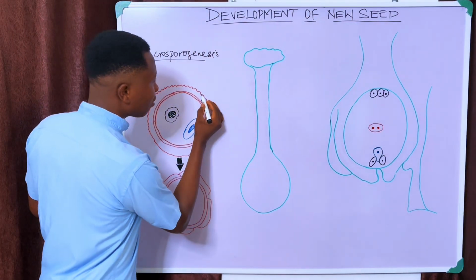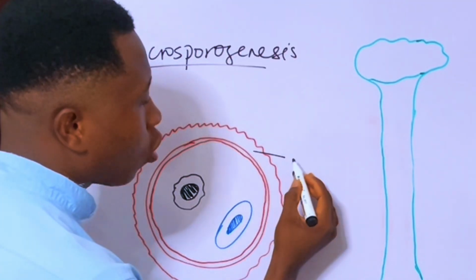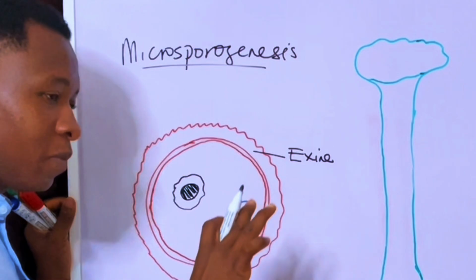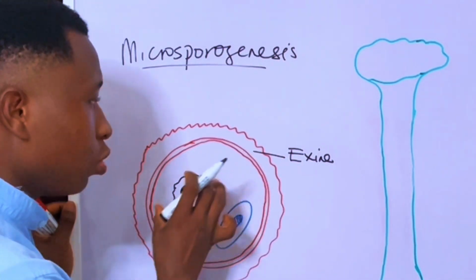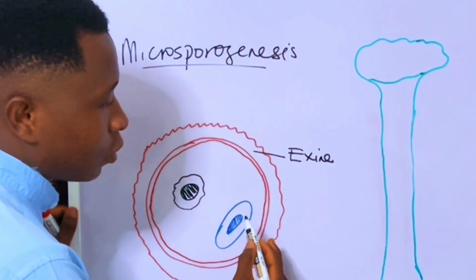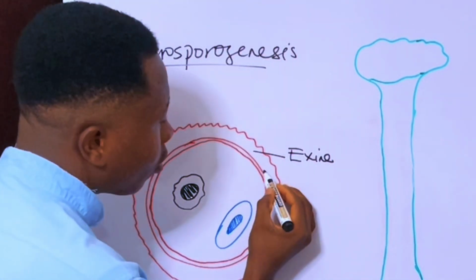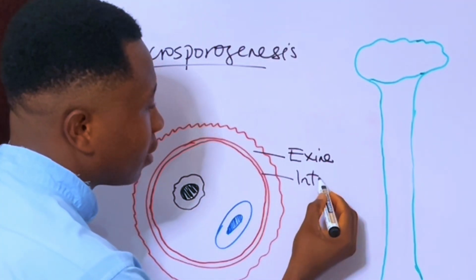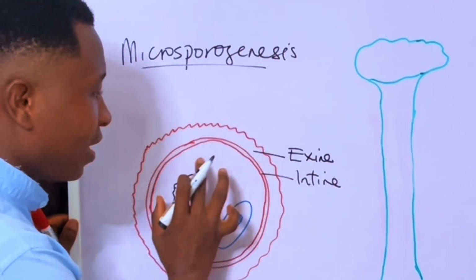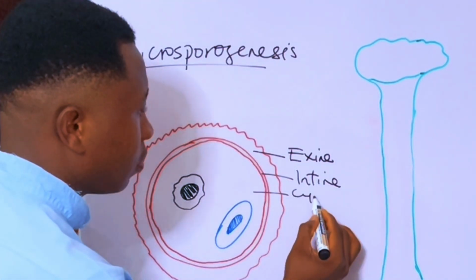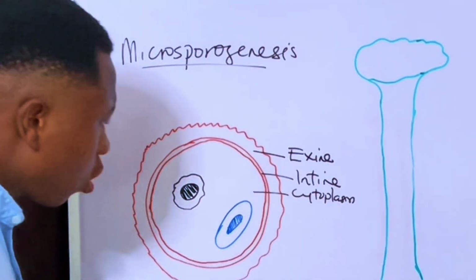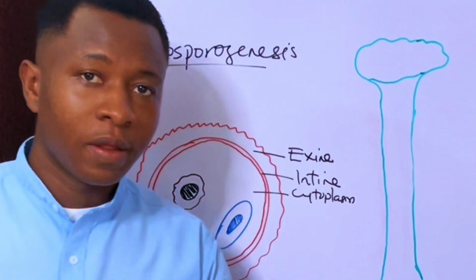This outer layer here is called the exine. The exine is the outer layer that protects the nucleus or the internal part of the pollen grain. Then we have the second layer. When you come down to the second layer, you have what we call the intine, the internal layer. So we have the exine, then the intine, before you have the cytoplasm and other parts.